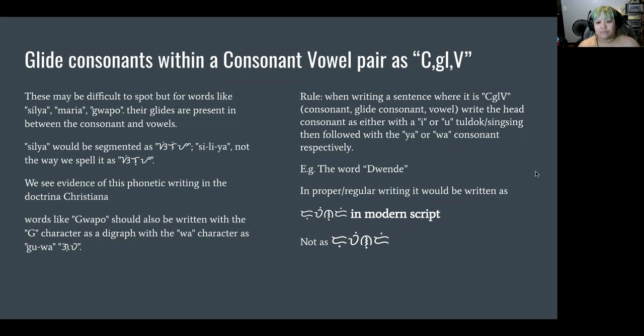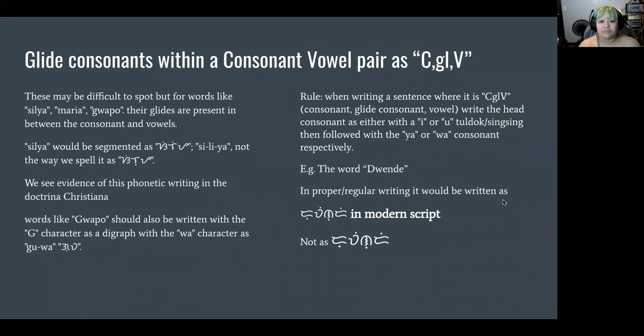Duende. In proper regular writing, it is do, we, de, not d, we, de. If it was the latter in traditional writing, it would be wende or just wede. Yes, in Roman characters as duende, exactly. That's how we should always be spelling and writing our Baybayin.